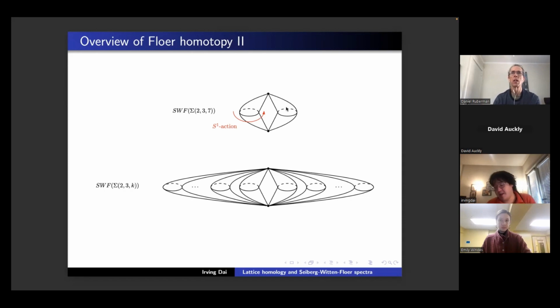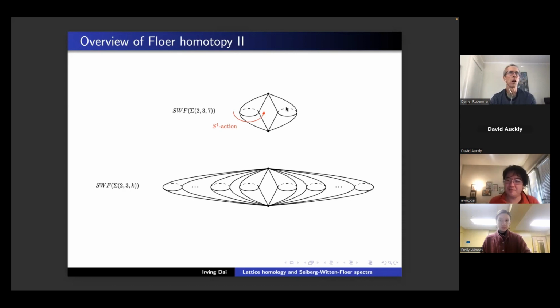So to my knowledge, the only broad class of examples in which the Seiberg-Witten-Floer homotopy type is computed are examples like S3 and lens spaces and elliptic manifolds, for which essentially understanding the critical points of the Chern-Simons-Dirac functional is trivial. There are no irreducible critical points. Or examples in which the irreducible critical points all lie in the same grading. Okay, in which case understanding moduli spaces of flows between the critical points is trivial.